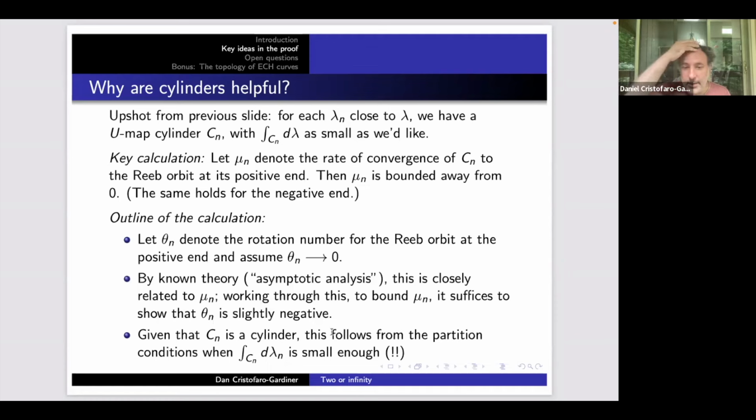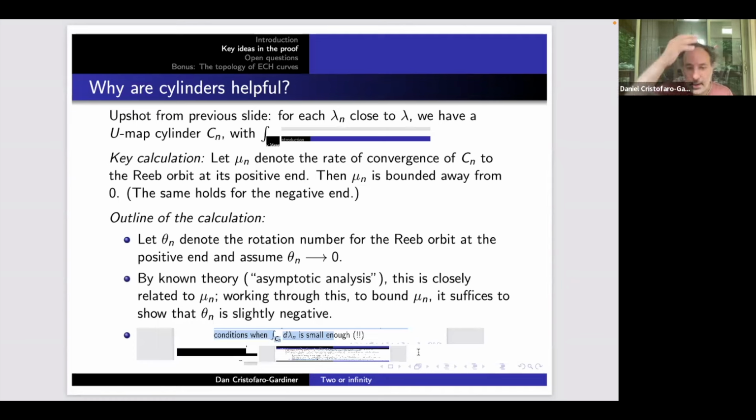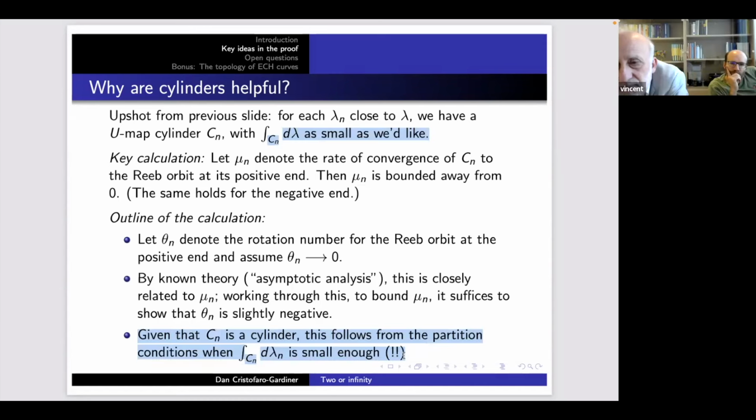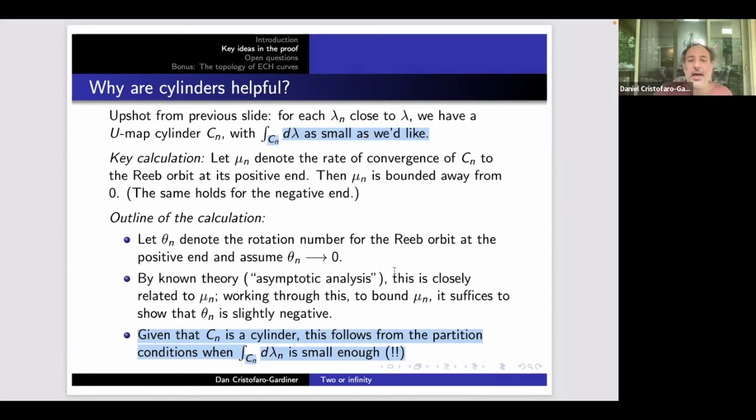The only part where you're using the U map is this third bullet point about the partition conditions. So let me say this a little more slowly. There's just general stuff, and then the heart of the issue is that we're interested in the degenerate case, so we need to understand what's going on if the rotation numbers are going to 0. Then you use the general stuff.